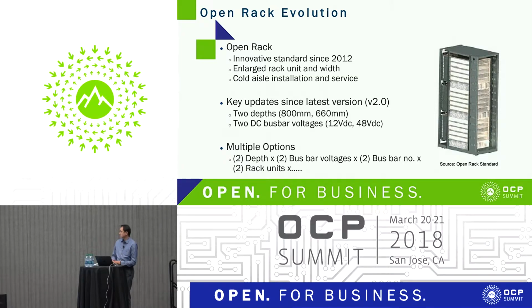So since the launch of 2.0, we now have multiple options. Try to think about that. You have two options for the rack depths, and two bus bar voltages, 12-volt versus 48-volt. I have also mentioned the bus bar numbers: version 1 has 3 bus bars, and version 2 has 1. Then the fourth parameter is rack units. For example, you might have a 40 OU rack or a 44 OU rack. So we have many options.